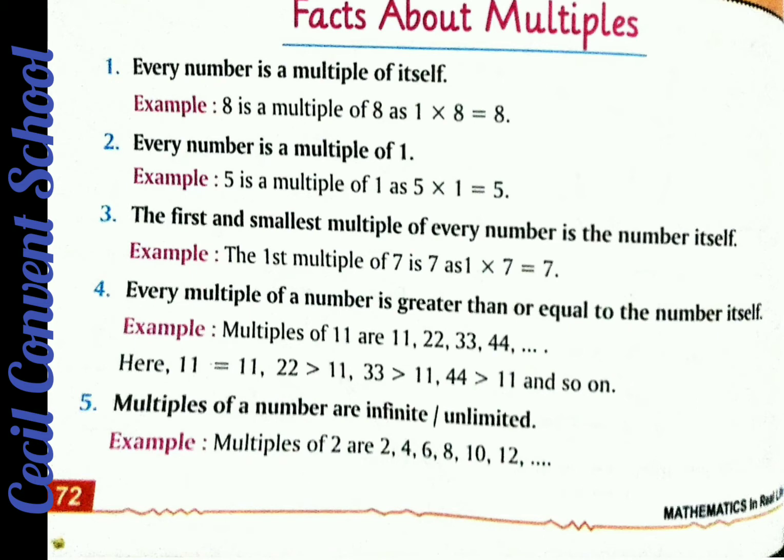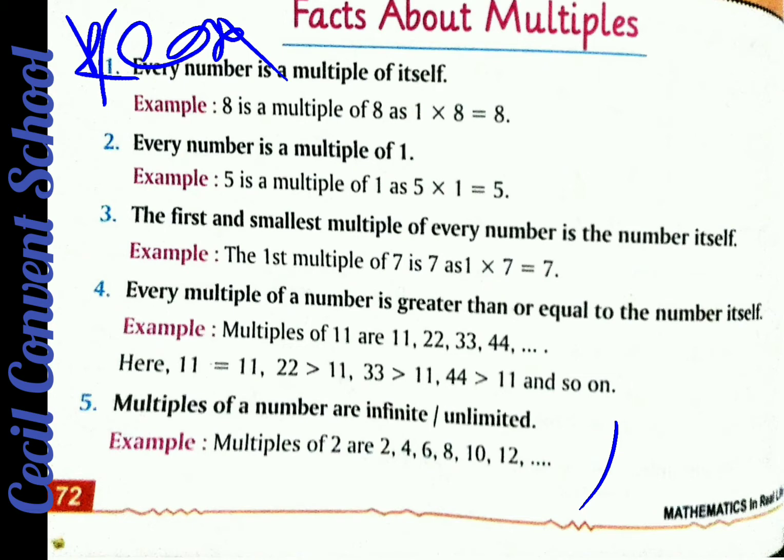What you have to do, you have to underline all the points and no need to write in the copy, only in the book you write down, read word. Means you have to read these points from the book only. First point is every number is a multiple of itself. Means 8 is a multiple of 8 only. Means 1 into 8 is 8.